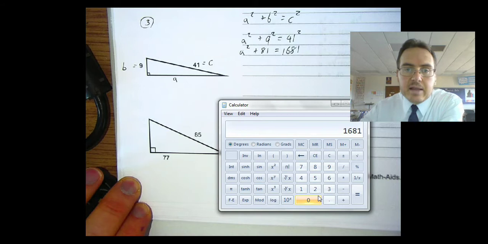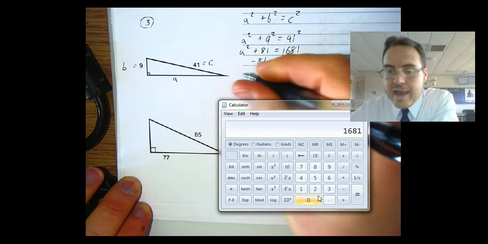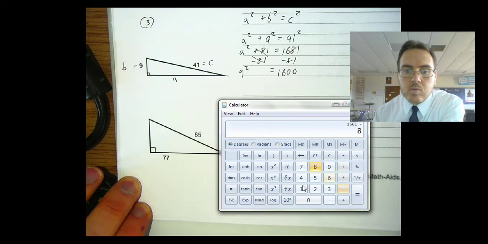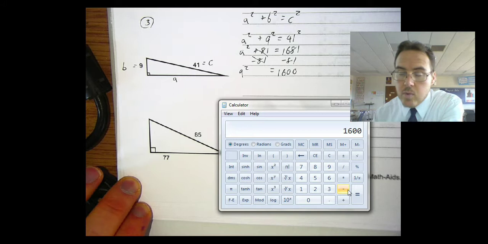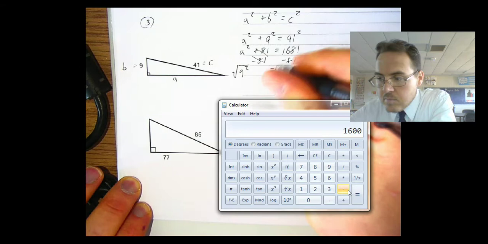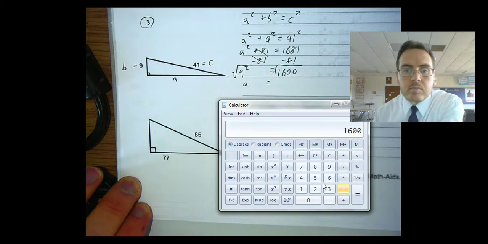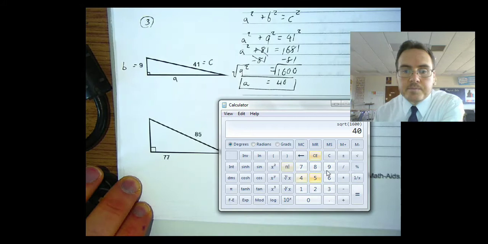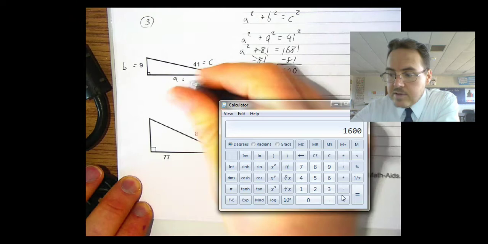Now, we have to do some undo math. We got to balance this equation. So to both sides, I'm going to subtract 81. And I'm going to end up with A squared equals 1,600, because 1,681 minus 81 is 1,600. Last step. I've got A squared equals 1,600, which means if I can just take the square root, the second root of both sides, I'll be done. Because the square root of A squared is just A. And the root of 1,600 is 40. And I can prove that, because if I do 40 times 40, I will get 1,600. So there it is. The missing side length for A is 40.